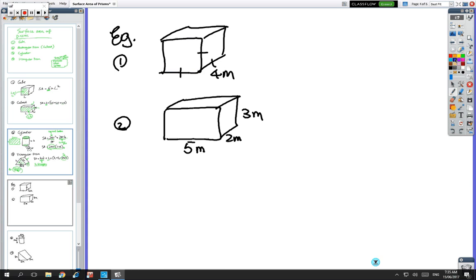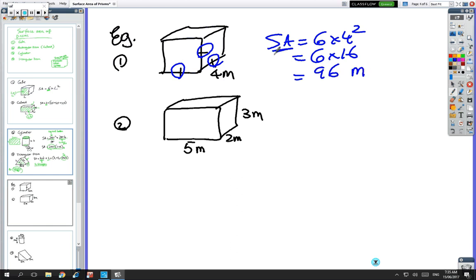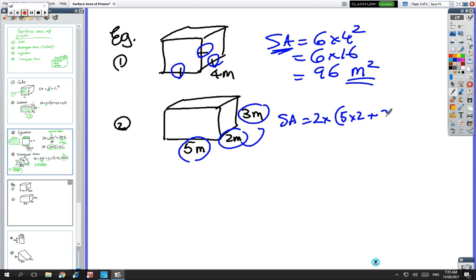Okay, so we'll look at some examples, straightforward ones. Okay, so we've got a cube because we've got the 3 lines. So the surface area equals 6 times 4 squared. 4 squared is 16, so the answer is 96, and the unit of area is square units. Okay, for the rectangular prism, we have 2 lots of it, and what we do is we just pair them up. So we've got 5 times 2, and then we go 2 times 3, and then we go 5 times 3.